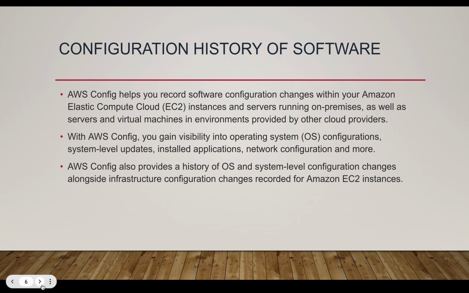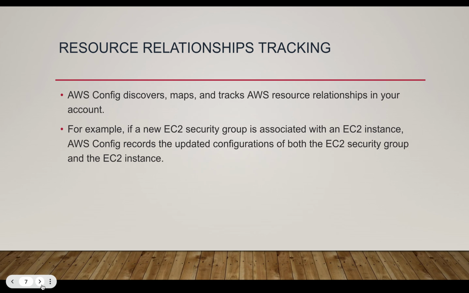Now, configuration history of software: AWS Config helps you record software configuration changes within AWS EC2 instances and servers running on premises as well. With AWS Config, you gain visibility into operating system configuration, system-level updates, installed applications, network configuration, and many more. AWS Config also provides a history of operating system and system-level configuration changes alongside infrastructure configuration changes recorded for EC2 instances.